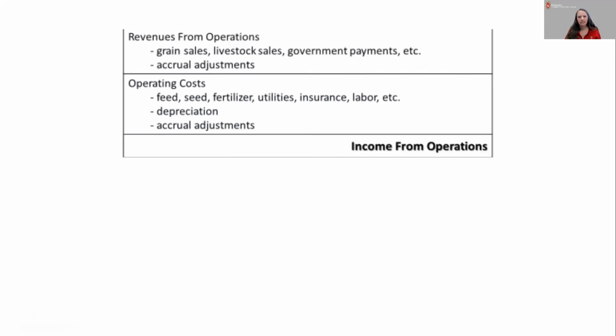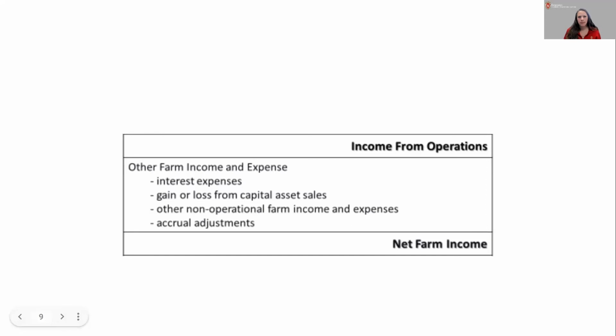Now you are able to calculate the income from operations by subtracting total farm operating expenses from gross farm income. This difference is the income from operating your business over the time period. Using the value of income from operations, you will subtract interest adjustments, which are considered the cost of financing the farm business and is not an operating expense.